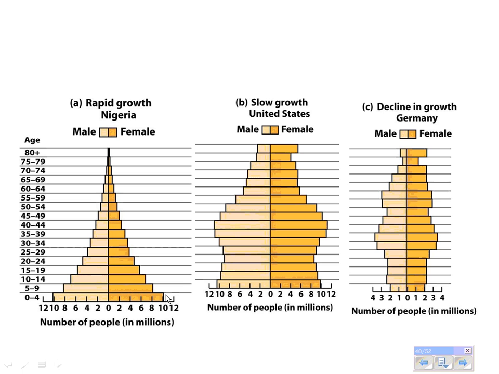You can see the United States, we have an example of slow population growth. Pretty even here. And then Germany would be an example of a country that has a declining population. Again, we're seeing fewer individuals under the age of 15.